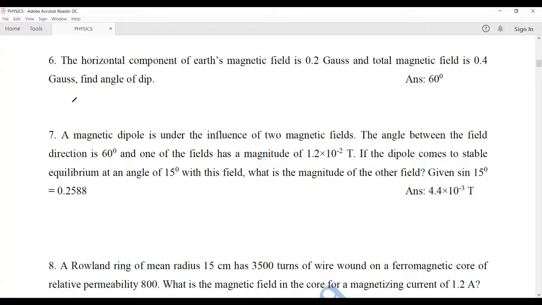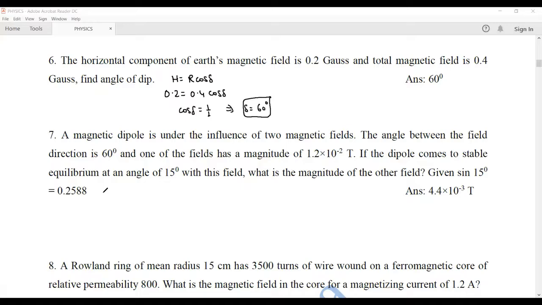Question number 6: The horizontal component of the Earth's magnetic field is 0.2 Gauss and the total magnetic field is 0.4 Gauss. We have to find out the angle of dip. We know that the horizontal component is R cos delta, where delta is the angle of dip. Given here that H is 0.2 Gauss and R is 0.4 Gauss. So cos delta is equal to half. That is, the angle of dip is equal to 60 degrees.